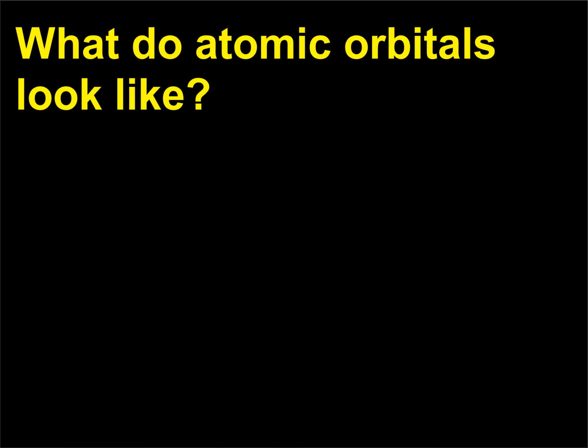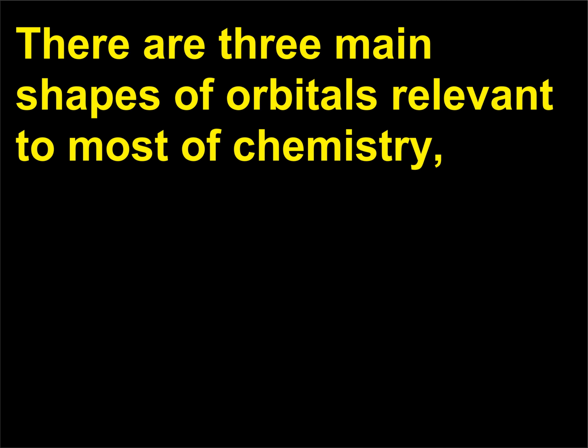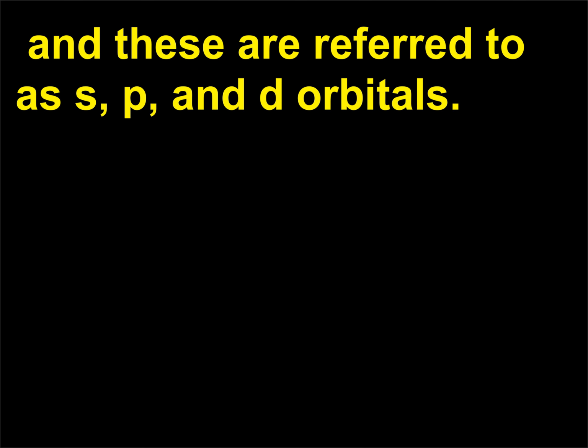What do atomic orbitals look like? There are three main shapes of orbitals relevant to most of chemistry. And these are referred to as s, p, and d orbitals.